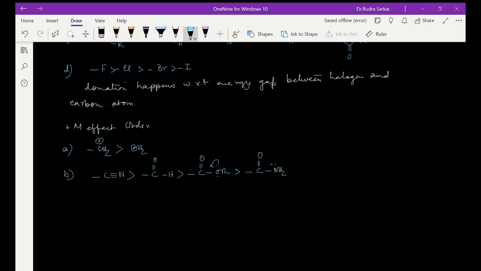And that being the case, why? Because O is more electronegative than N, and so it is a less better donor. Okay, it is a less better donor than the NH2 group.